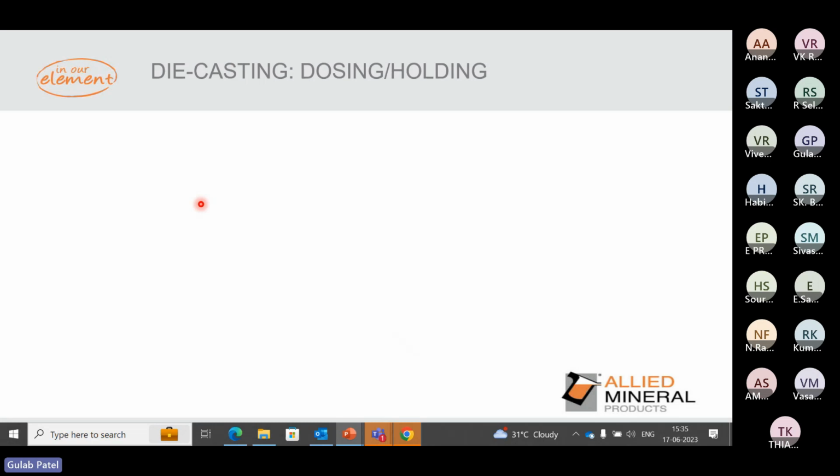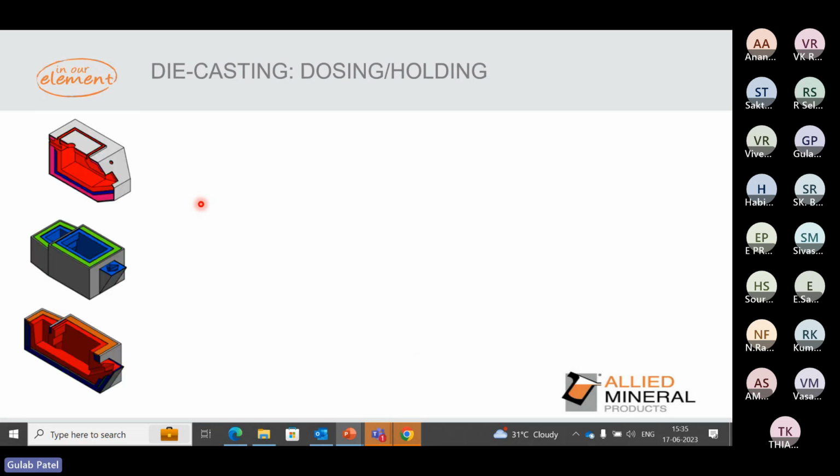Then the third equipment is the die casting dosing and holding furnaces. There are different types. There are certain crucible types, but here we are talking about the furnaces which have been lined with refractory castables. So there are different designs by different OEMs.